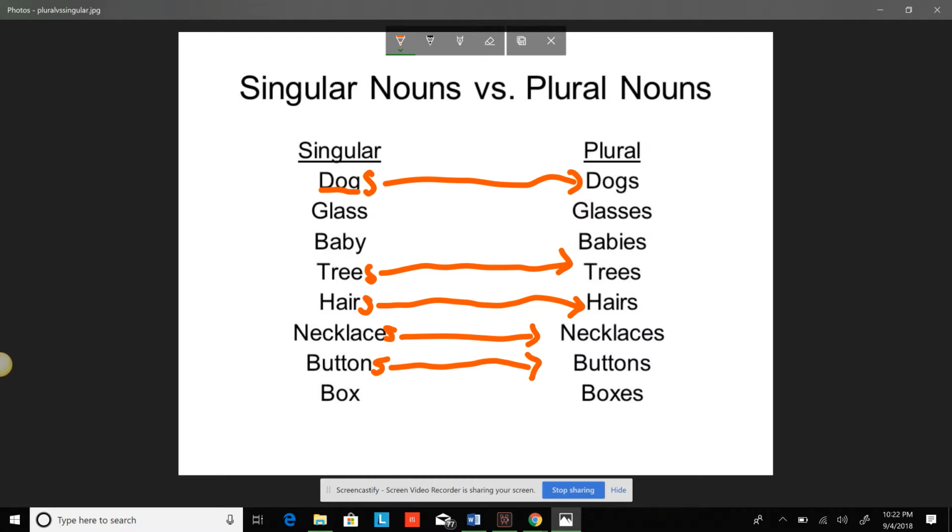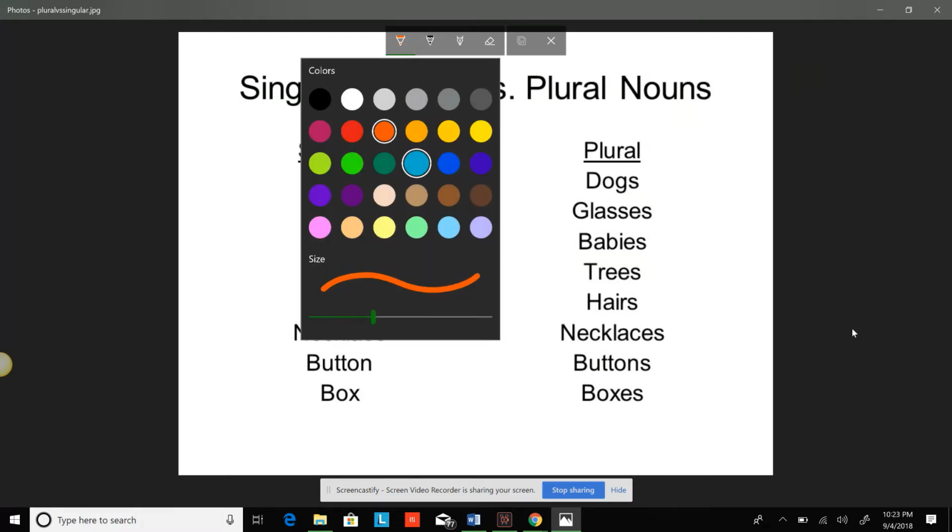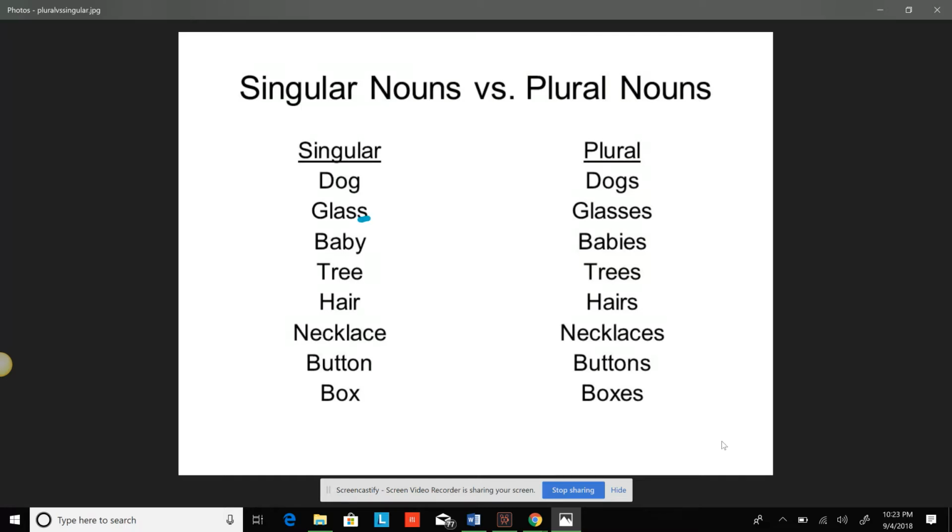Now, there are certain rules. If the noun ends with a certain letter, then there's a different thing that we have to do. Let's say the word glass ends with an S. Okay, if it ends with an S, we can't put three S's. There's something else that we have to do. The same thing with baby. We can't just add an S. We have to change the Y. And with boxes, there's something else that we have to do.